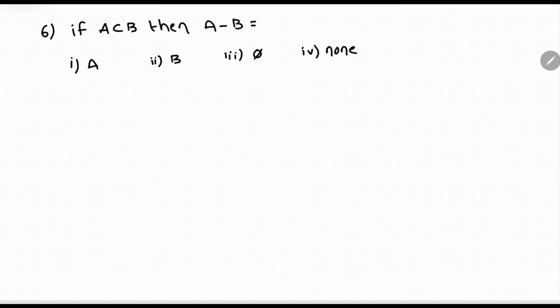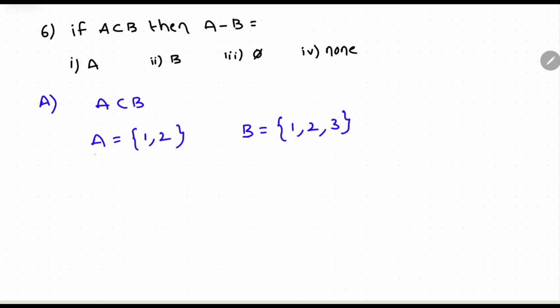Okay, here A is a subset of B. Okay, then we have to find A minus B. So whenever A is a subset of B, I am taking A equal to some 1, 2. Okay, and B equals 1, 2, 3. Okay, so here every element of A is also an element of B.